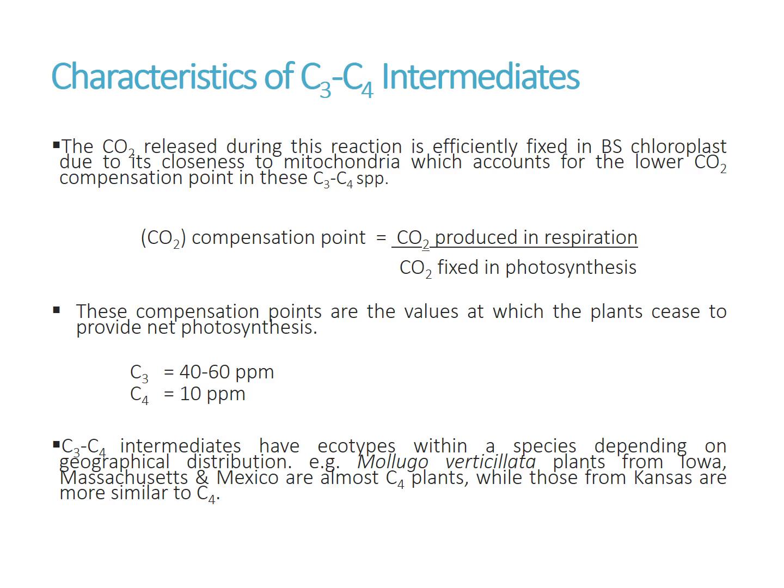In case of C3 plants, the value ranges from 40 to 60 ppm, while in case of C4 plants, the value is up to 10 ppm. C3-C4 intermediates have ecotypes within a species depending on the geographical distribution. For example, the Maluga verticillata plants from Iowa, Massachusetts, and Mexico are almost C4 plants, while those from Kansas are more similar to C3 plants.